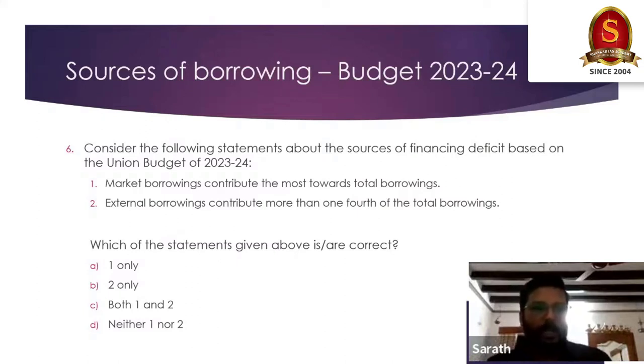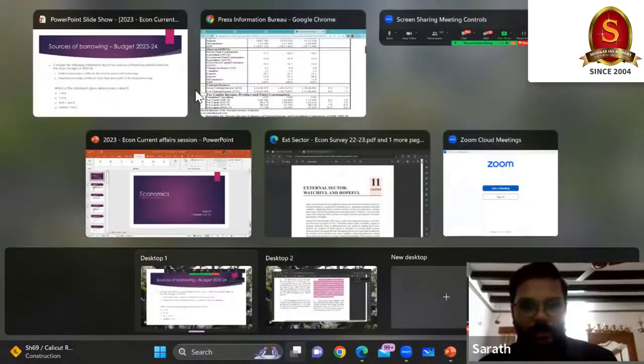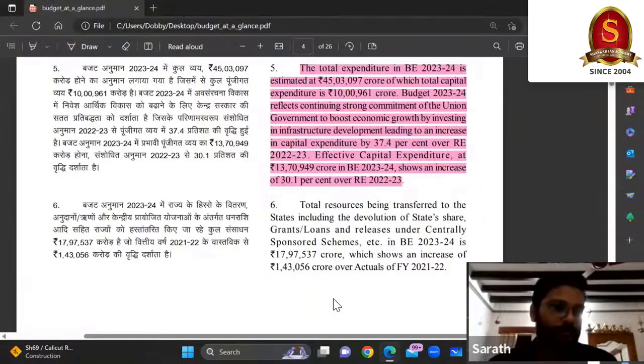Then, external borrowing contributes more than one-fourth of the total borrowings. We have discussed in class that external borrowing is not a major contributor to India's borrowing. India's advantage with respect to borrowings is that most of our liabilities are internal in nature. So the second statement is wrong. The first statement only is correct. Let's take a look at the data to substantiate this.